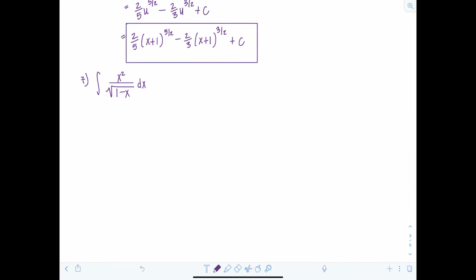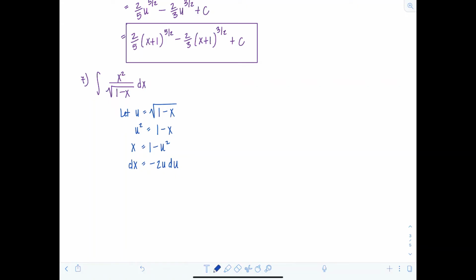Okay, so you might try a few things, letting u equal 1 minus x. But the cleanest way to do this problem is just to let u equal rad 1 minus x. Okay, and then from here, you're going to have u squared is equal to 1 minus x, right? If I square both sides, which means x is equal to 1 minus u squared. Okay, where are we going with this? Well, dx is going to be equal to negative 2u du.